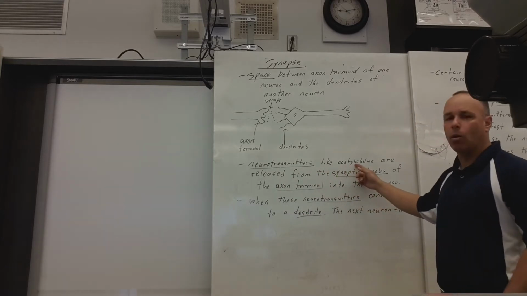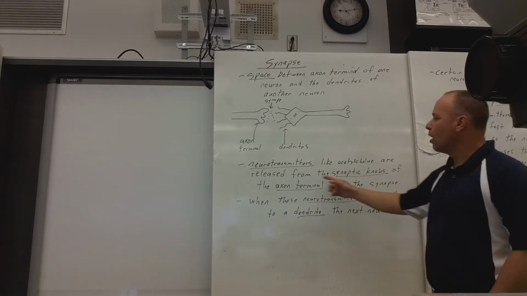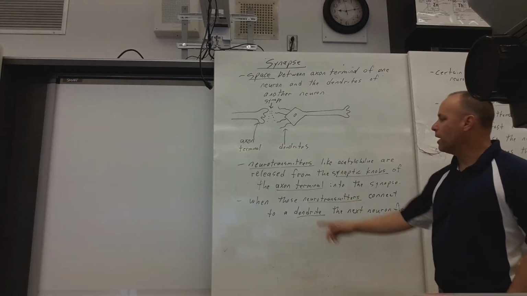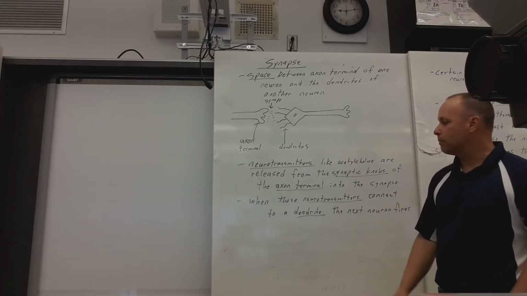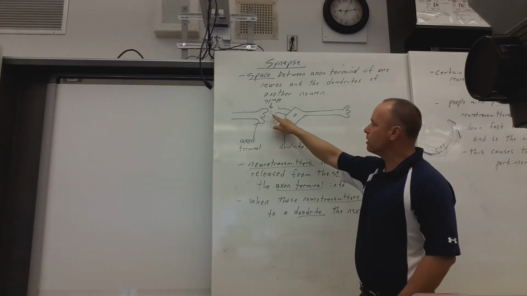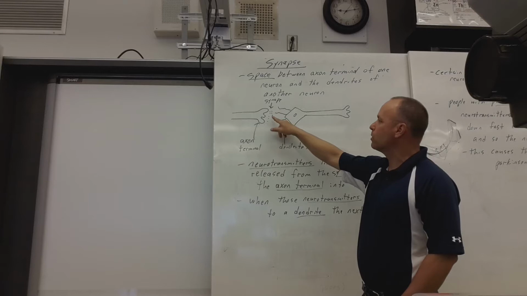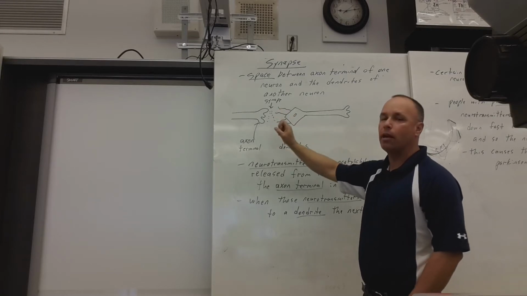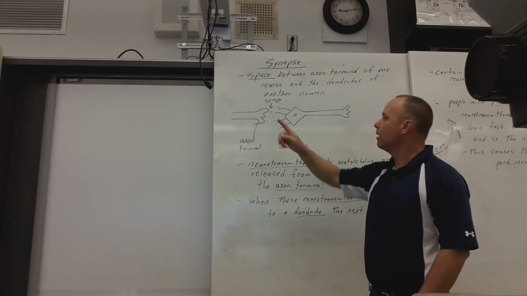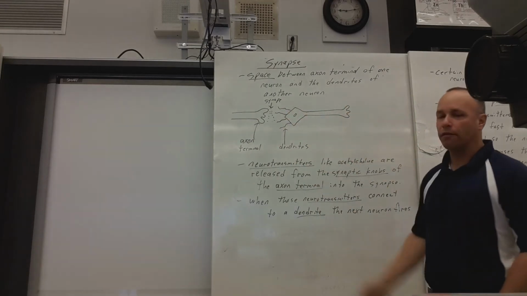Neurotransmitters like acetylcholine, which is one of the big ones, are released from the synaptic knobs, these little guys, of the axon terminal into the synapse. Now, when those transmitters connect to a dendrite, so as soon as one of these little dots, which represent the neurotransmitters, touches a dendrite, that's the trigger, remember, like with a gun, for the next neuron to fire.